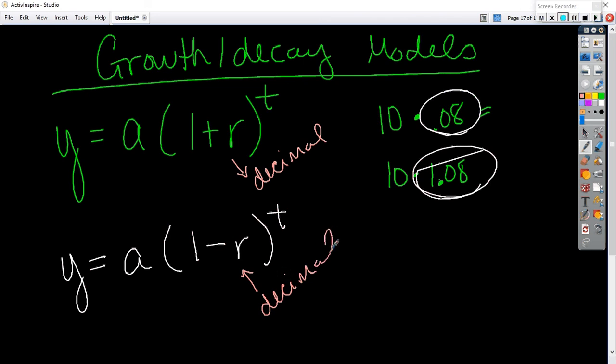And I should probably have put here that this is growth. I'll do an example of each. This is really easy, that's why I'm kind of flying through it. When you look at it the first time, you go, what? But then when you see it in action, it's easy.